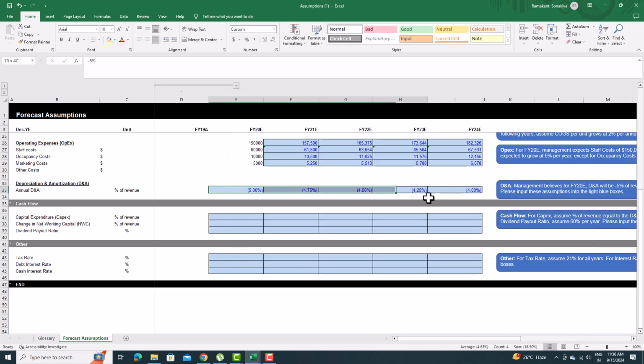For CAPEX, fill out the D&A percentages of revenue for each year. For change in NWC, assume -1% of revenue for each year. For dividend payout ratio, assume 60% per year.